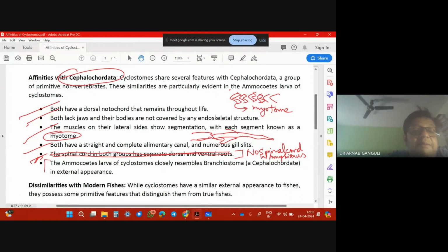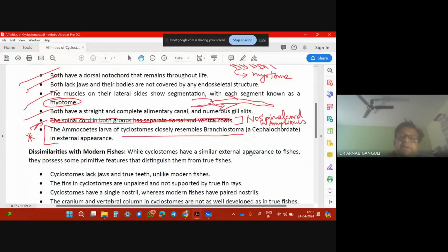Okay. The Ammocoete, this is important. The Ammocoete larva of cyclostomes closely resembles Branchiostoma, that is Amphioxus. So this is the affinity.